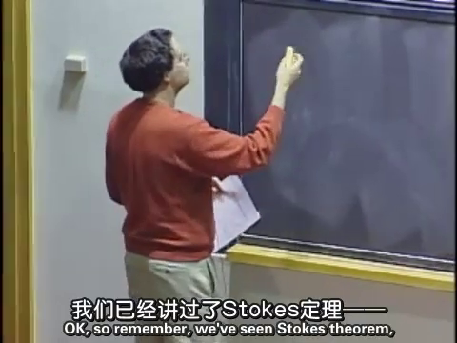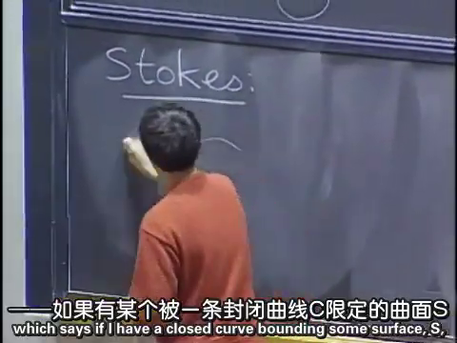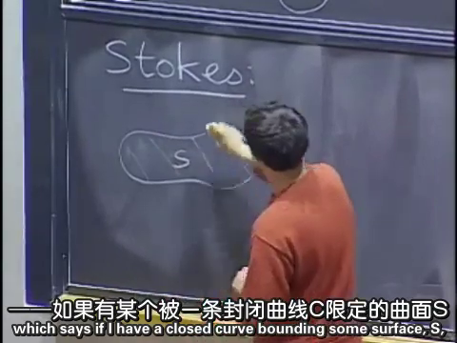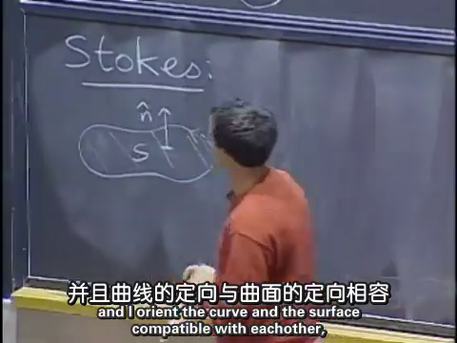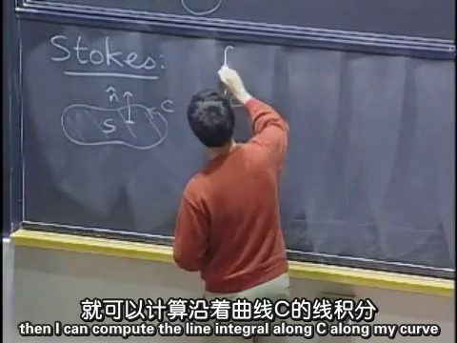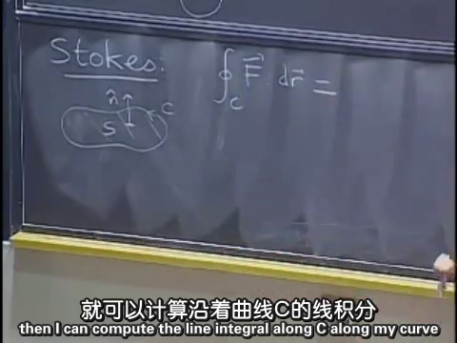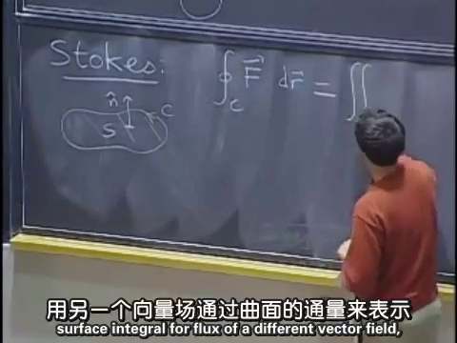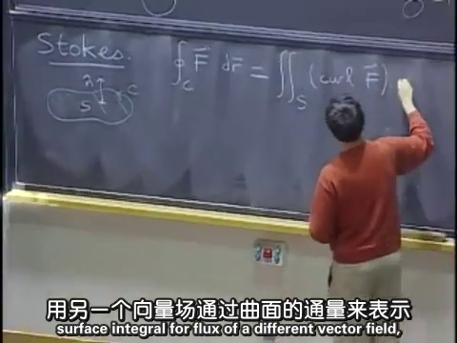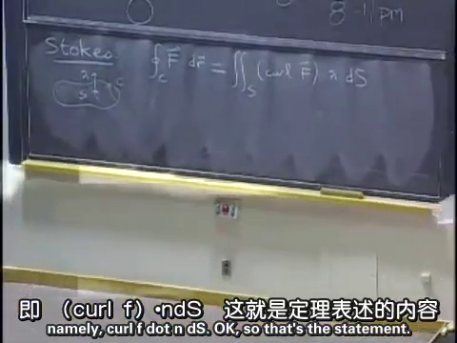Okay, so remember we've seen Stokes' theorem, which says if I have a closed curve in space bounding some surface S, and I orient the curve and the surface compatibly with each other, then I can compute a line integral along C, along my curve, in terms of, instead, a surface integral for flux of a different vector field, namely curl F dot N dS. Okay, so that's the statement.